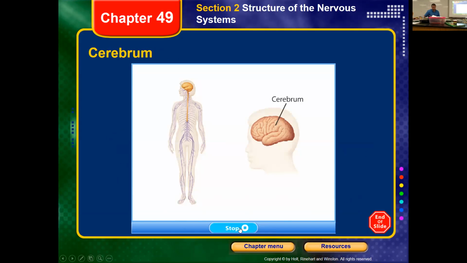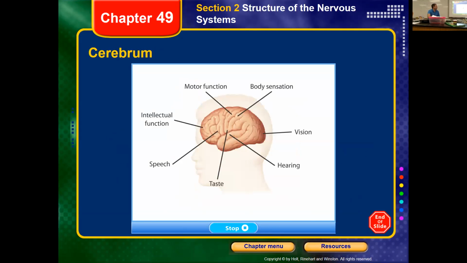The cerebrum is the largest part of the human brain. The folds on the outside of the cerebrum give it a large surface area. This is important because this layer is only 2 to 4 millimeters thick and holds the billions of neurons that handle higher level sensory and motor processing.